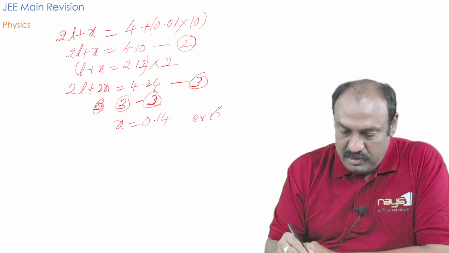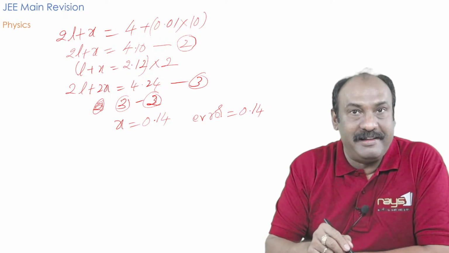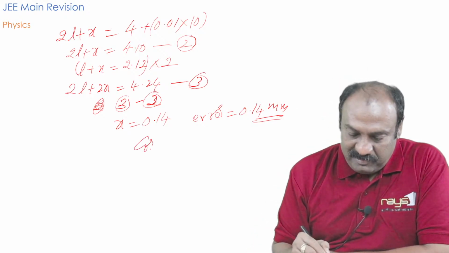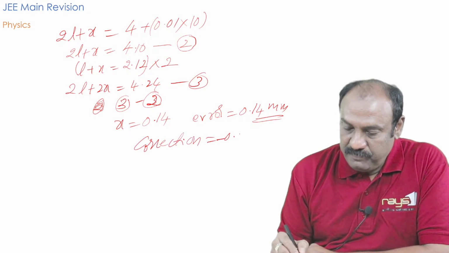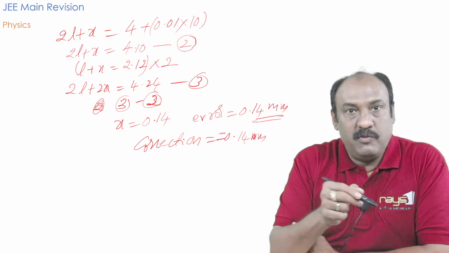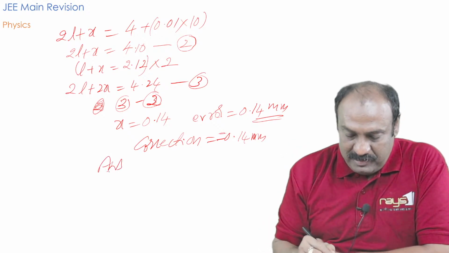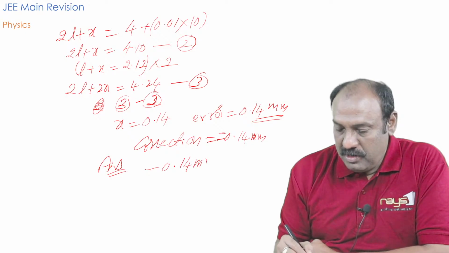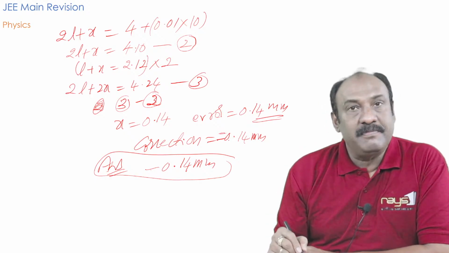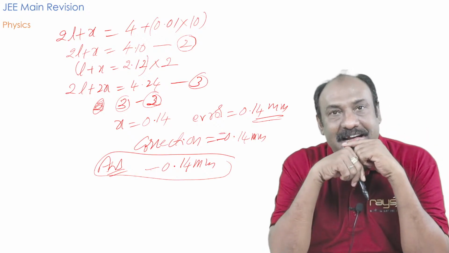So error is equal to 0.14, here in millimeters. Error is 0.14 millimeter, so correction is minus 0.14. But x is added to that value, so the error is negative: minus 0.14 millimeter is the error. I considered 0.14 millimeter as error and added it, but the correction is minus. There, in the L plus x or 2L plus x expressions, some error is added, which means indirectly we considered the correction.